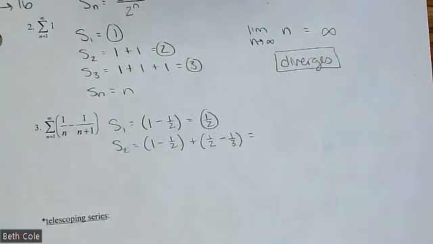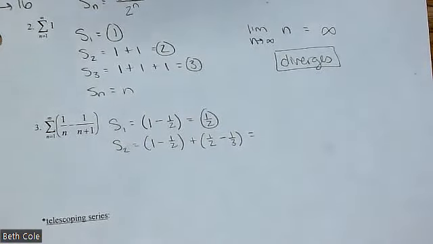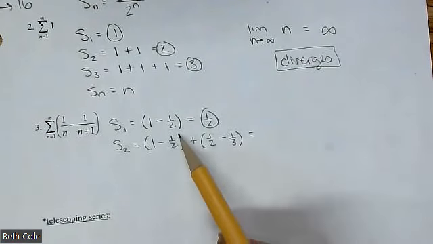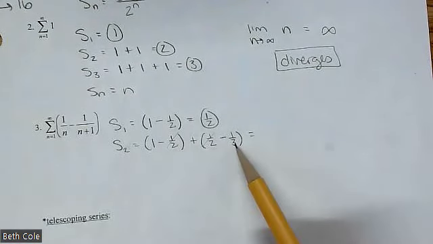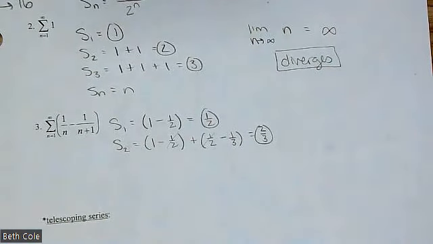What do you notice happens there? This is what I'm trying to get you to see. If you don't write it all out, you don't see it. If you were to add up this whole list, what's going to happen then? The halves cancel out. Good. You just have 1 minus 1/3, which would be 2/3.